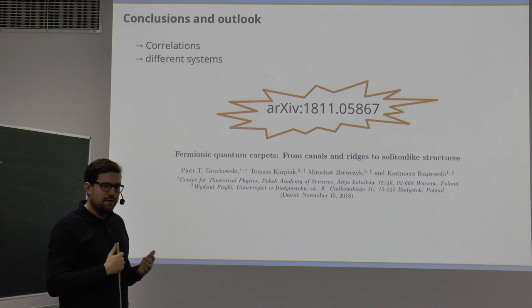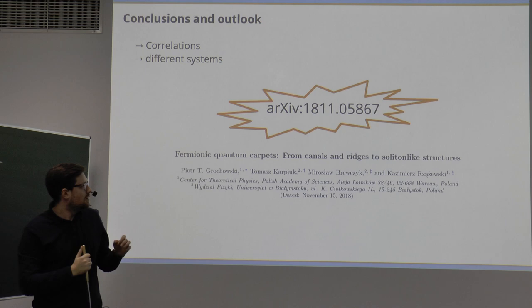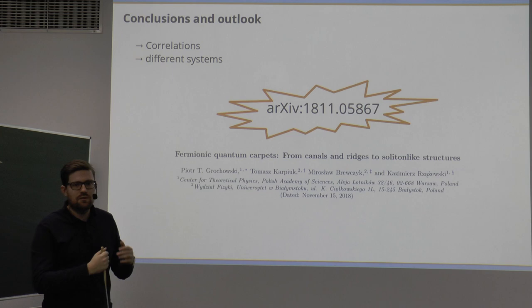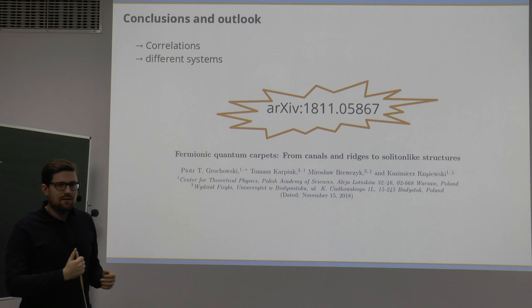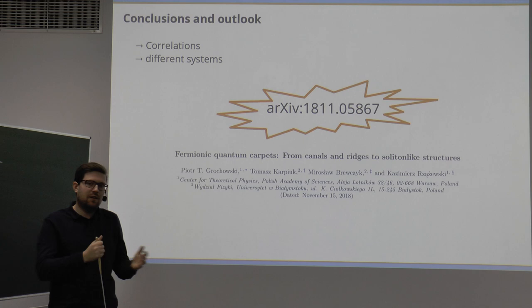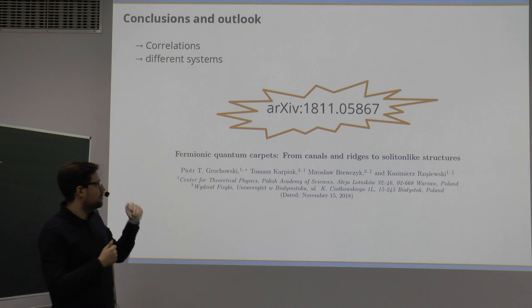So the first one is quite obvious: to include correlations in this quantum carpet. So we just have to take a more realistic ansatz, which incorporates correlations in it. So for example, a Slater-Jastrow one, and see what happens to the coherence time of this quantum carpet. We have to ask ourselves whether, for example, correlation can make these coherence times longer or not. So this is one route.